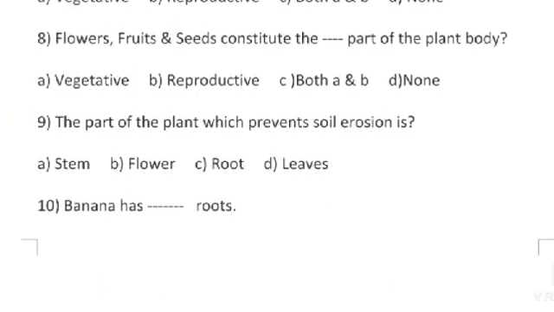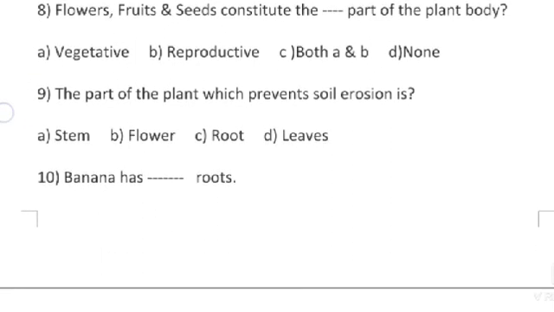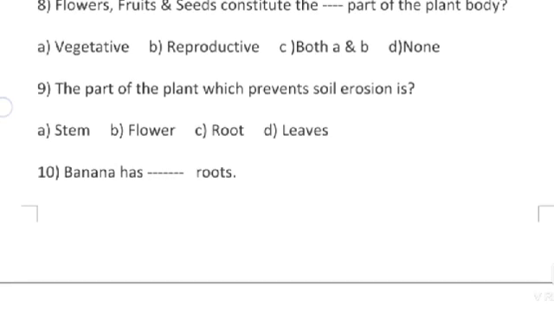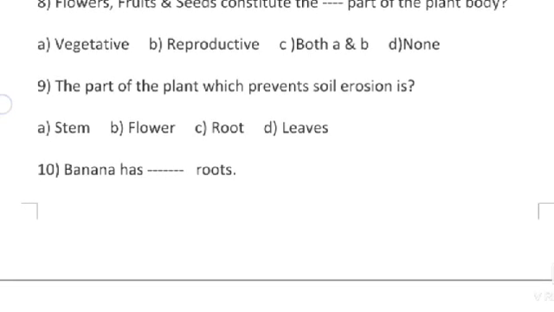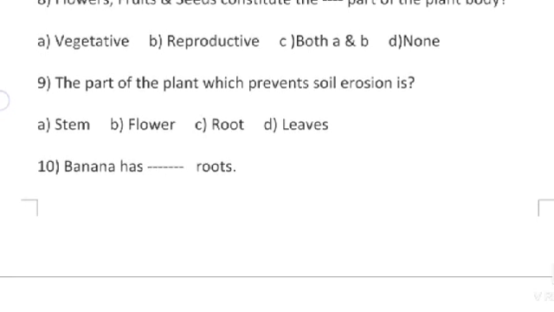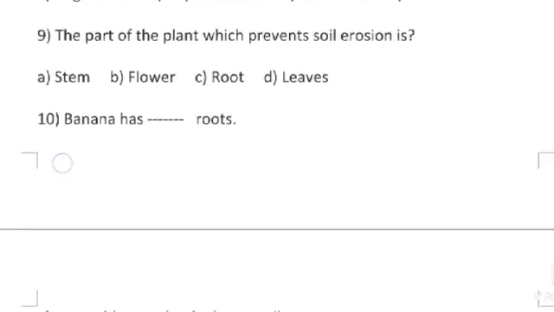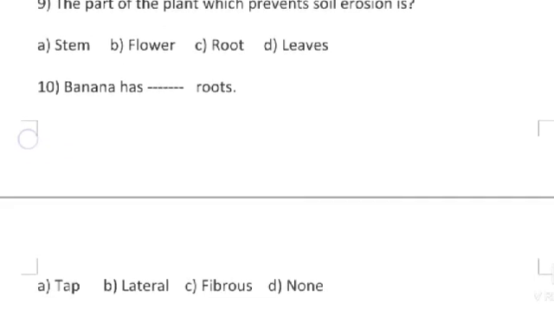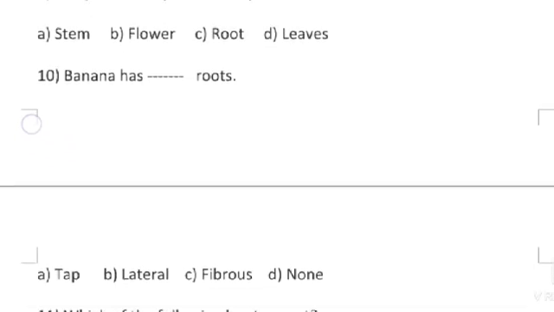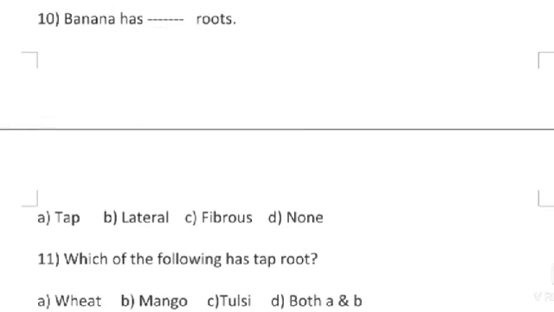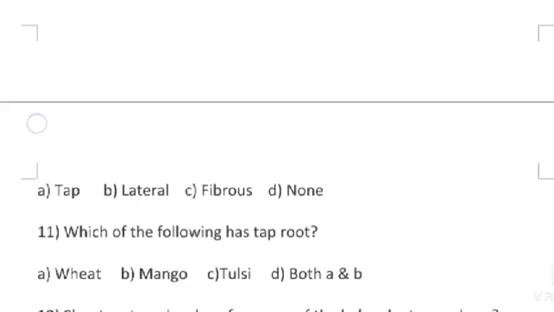Question number 9. The part of the plant which prevents soil erosion. A stem, B flower, C root, D leaves. C root is the correct answer. Question number 10. Banana has dash root. Tap root, lateral root, fibrous, none. The answer is none of these.